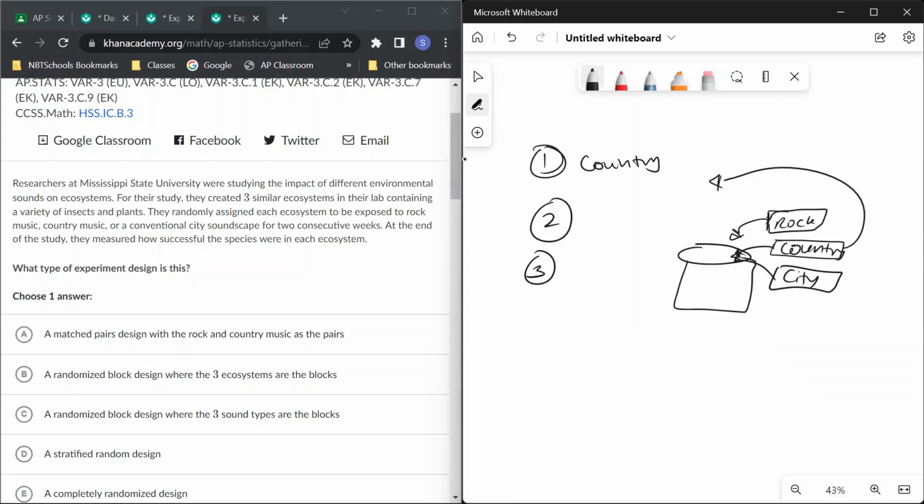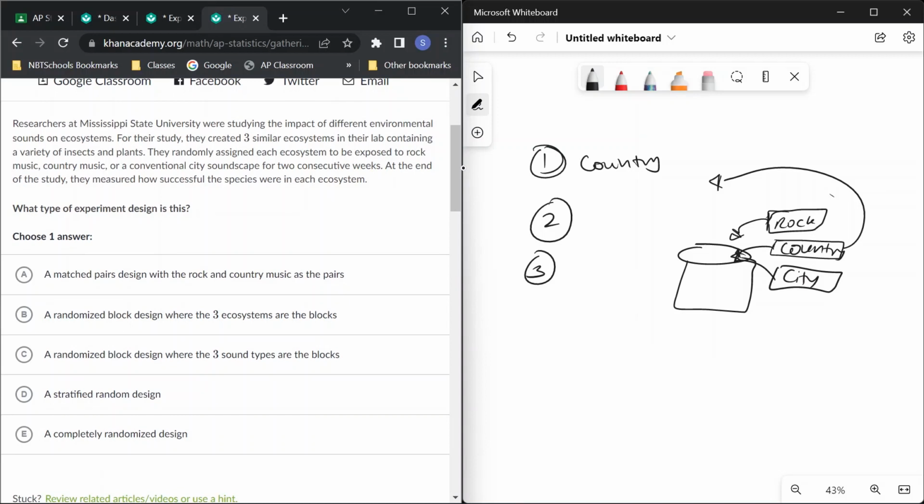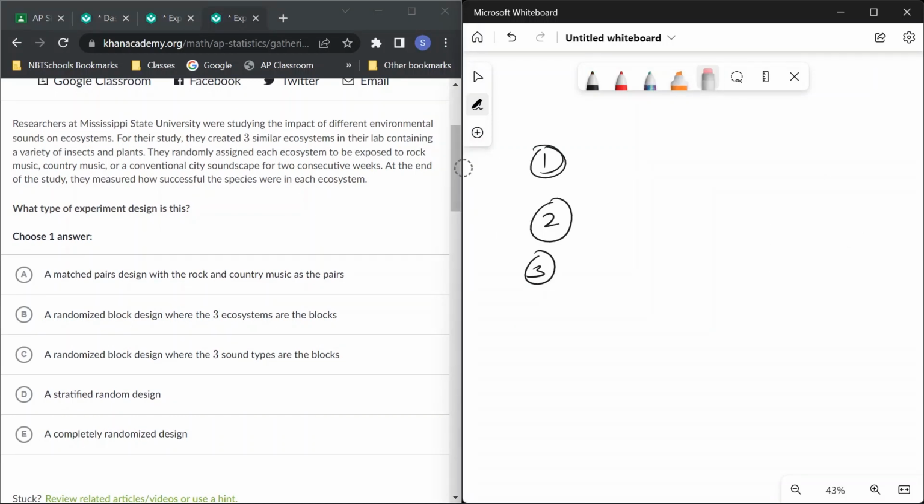Then we go to number 2. Okay, we're gonna pick a what? Oh no. Oh my god, they said that they each assign. So instead of assigning the music to the ecosystem, they assign the ecosystem to the music. How does that make sense? Literally, what's the difference? This is so confusing.